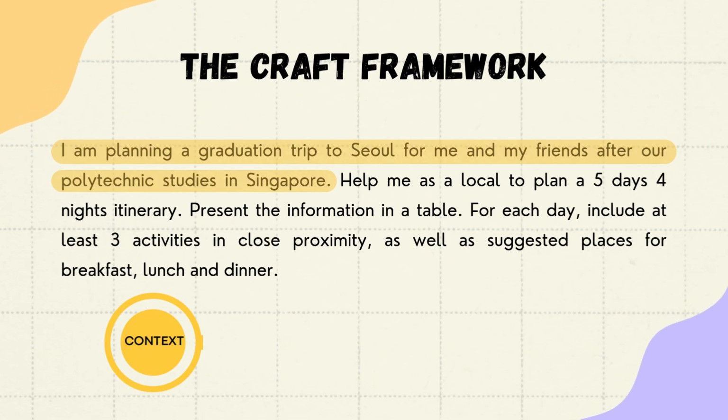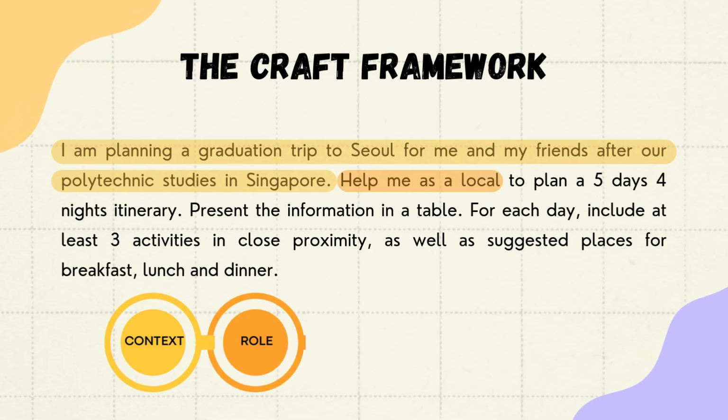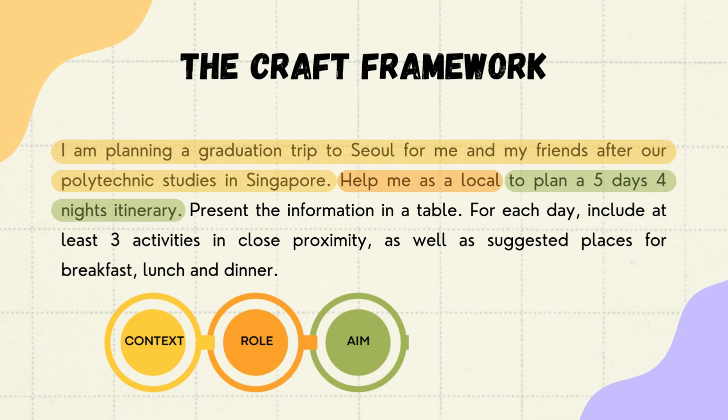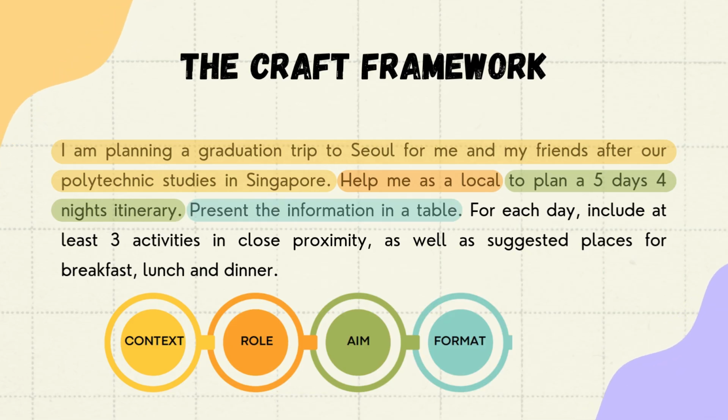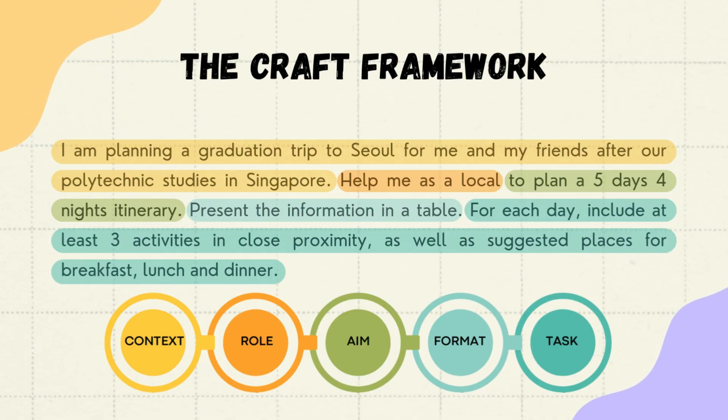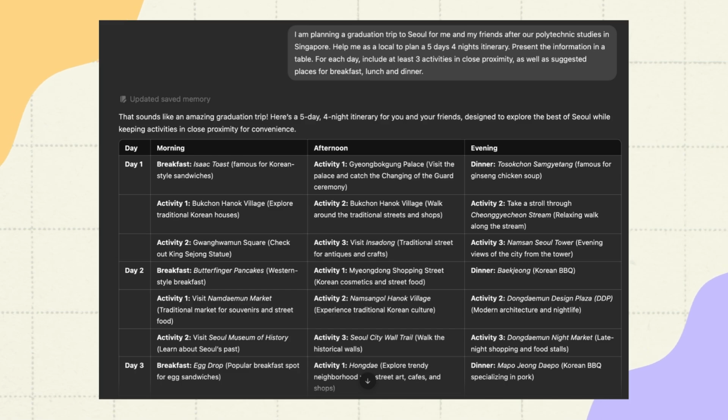Here's a real example of the CRAFT framework in action. Let's look at how a student might use this to plan a graduation trip. Context. I am planning a graduation trip to Seoul for me and my friends after our polytechnic studies in Singapore. Role. Help me as a local to plan. Aim. A 5 days, 4 nights itinerary. Format. Present the information in a table. Task. For each day, include at least 3 activities in close proximity, as well as suggested places for breakfast, lunch, and dinner. Notice how this comprehensive prompt gives the AI clear guidance on exactly what is needed.